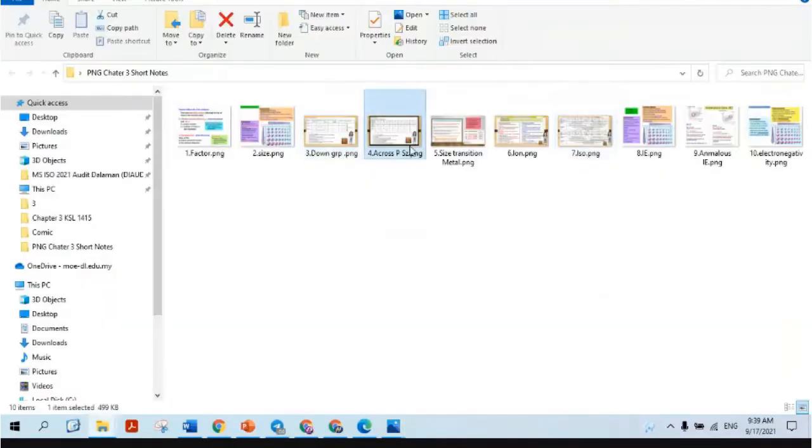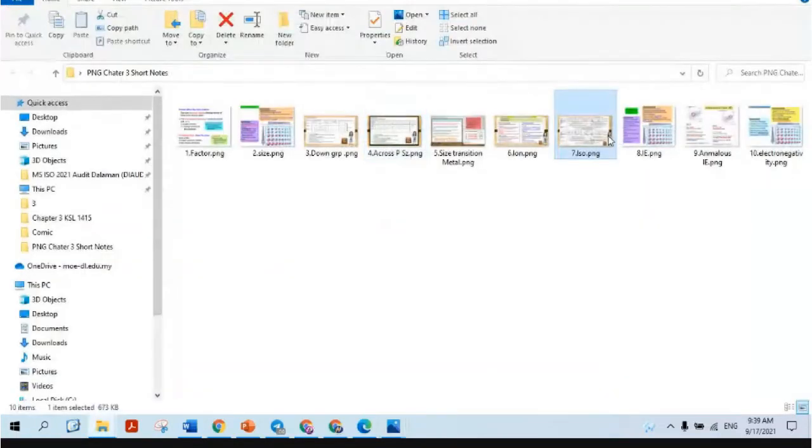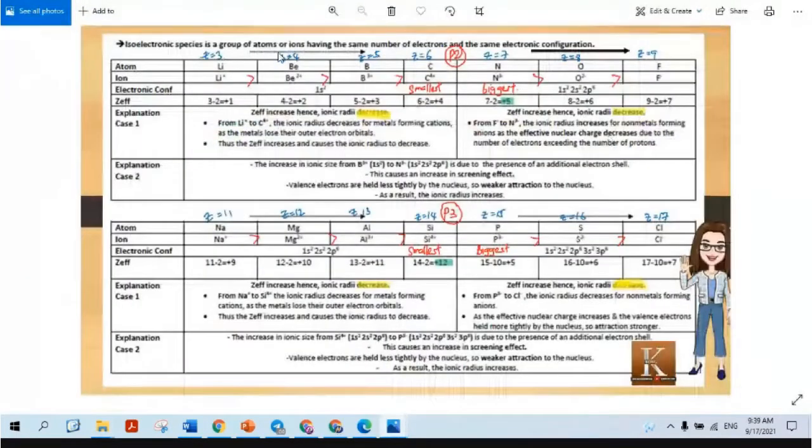And then for across period, you check. Okay, the charge is different. Only across a period, the effective nuclear charge is different. Yeah, so this is the basic concept. So electronic species, you kena sit down, jangan confuse, jangan gelabah, duduk tengok betul-betul apa yang dia tanya. You baru boleh jawab. First, write down the electronic configuration and then check the N value.